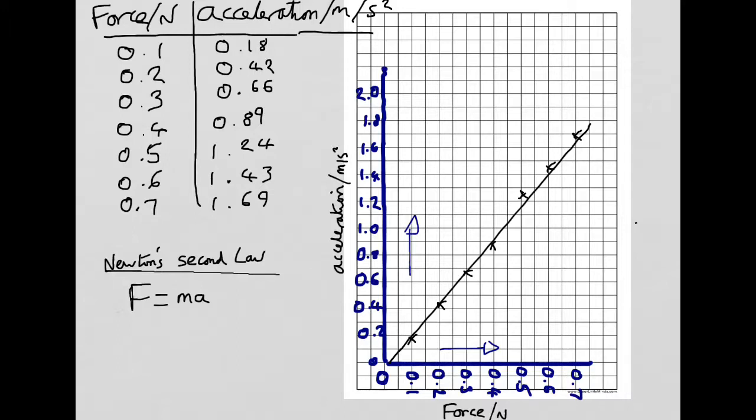How do we know it's directly proportional? Straight line through the origin. Okay, the origin down here. It's a straight line. It goes through the origin. Also, if you double the force, then you will also double the acceleration as well. So it's a directly proportional relationship. Force is directly proportional to acceleration.